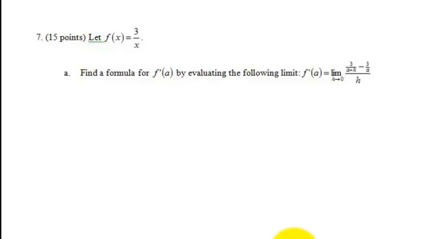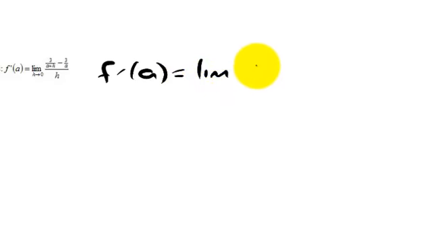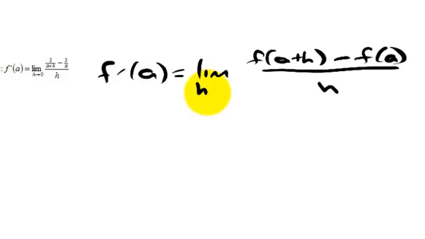Okay, let's get started with number 7 from exam 1. Let f of x equal 3 over x. Find a formula for f prime by evaluating the following limit. Because the derivative is defined as a limit, remember that f prime of a is actually the limit of f of a plus h minus f of a all over h, as h goes to 0.